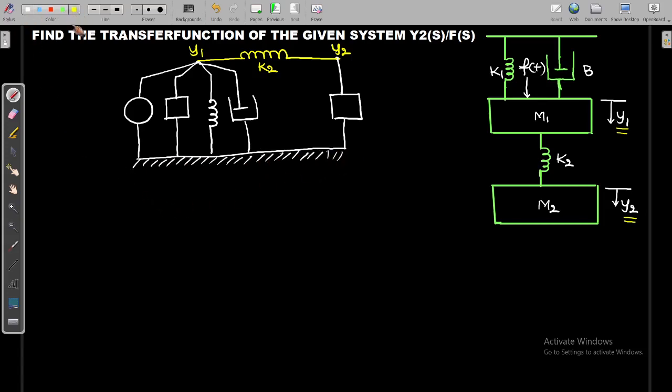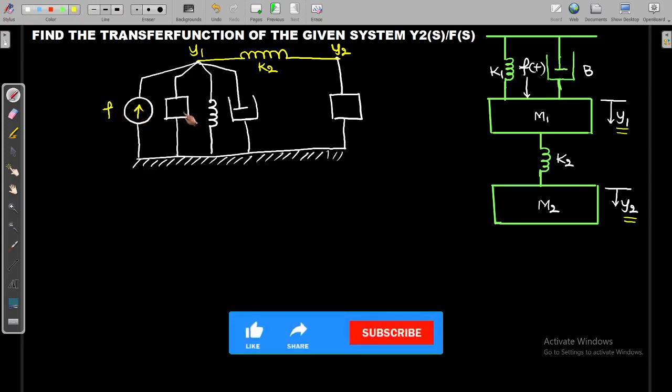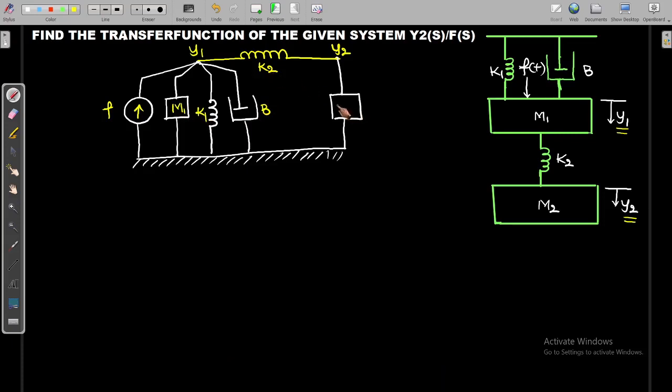So let us write all the terminology here. Force is coming towards the node, after this you have mass m1, then you have the spring constant k1, then you have the frictional constant b, and k2 is represented here. After that you have the mass m2. The next step is to write the equations for this.